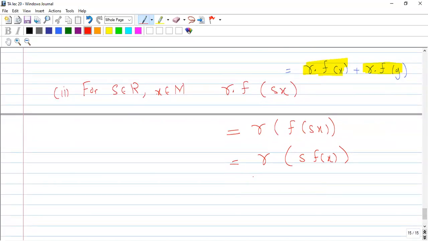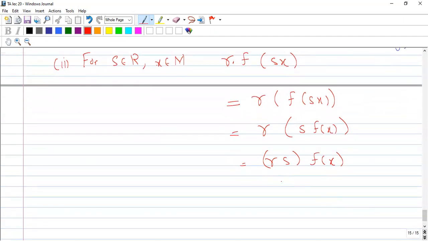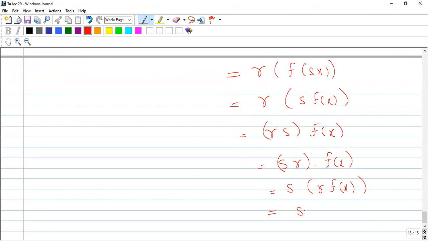Since we are assuming that f is an R-module homomorphism, now using the property, it could be written in this way. And then again, I can use the commutative property, because here I'm assuming that R is a commutative ring with unity. So it could be written in this way, and then in this way. And this is equal to s into r dot f of x.